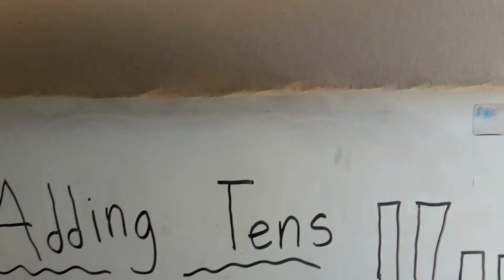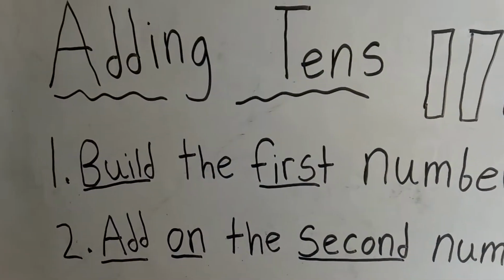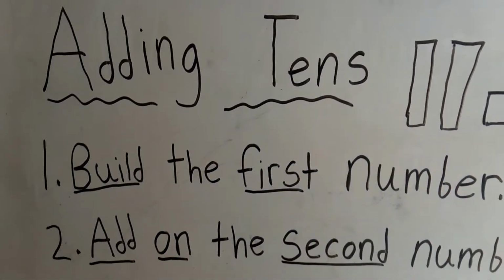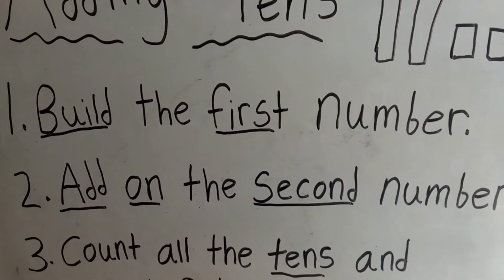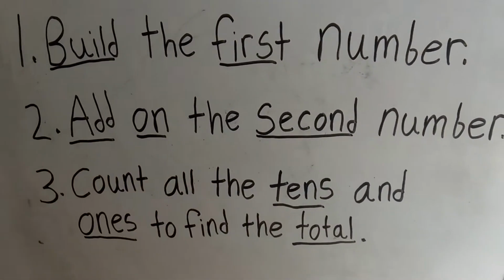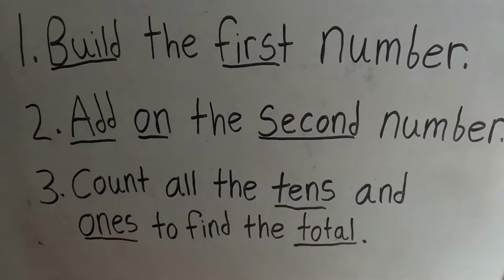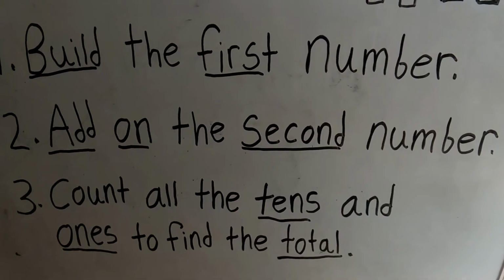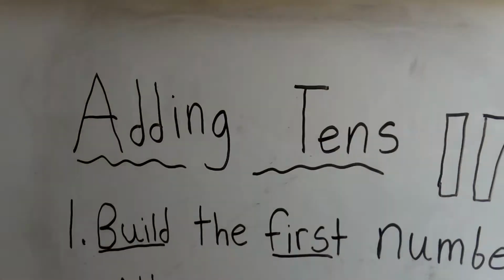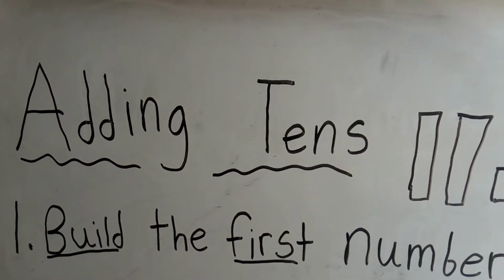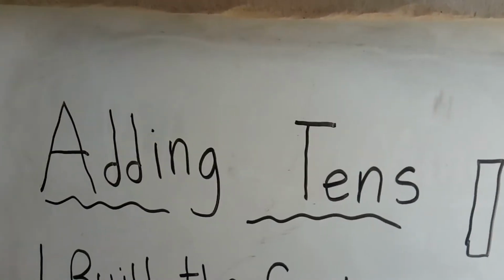And there are 3 steps to adding tens. Number 1, I need to build the first number in the number sentence. Step 2, we are then going to add on the second number. And last but not least, step 3, our job is to count all the tens and the ones to find our total amount. Now, I'm first going to model this procedure. Your job is to listen with your eyes and ears very closely.